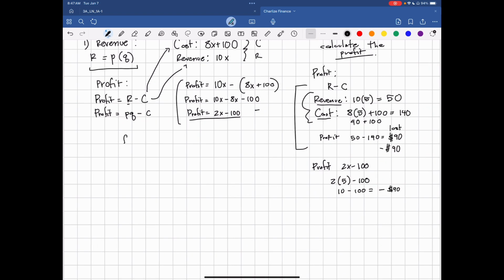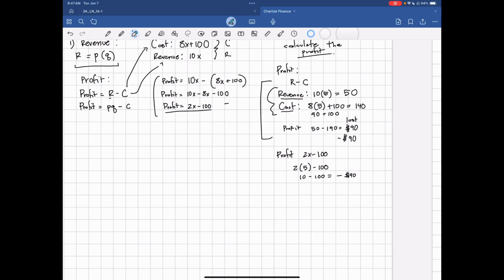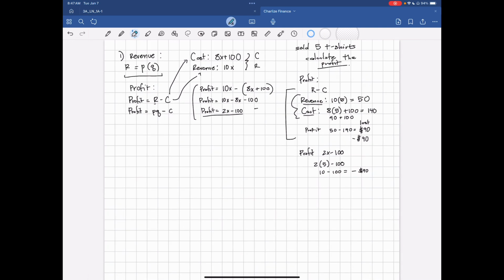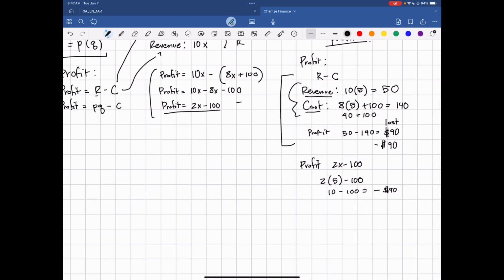It's like simplifying a function. You remember, if you're given 3x squared plus 4x squared plus 9x, you can simplify. The same thing here, I simplified the 8x plus 100 and 10x. So yeah, that's the profit equation. It is 2x minus 100 profit.